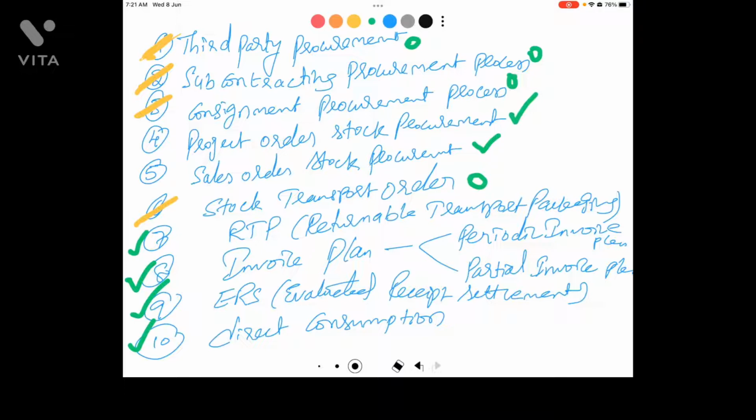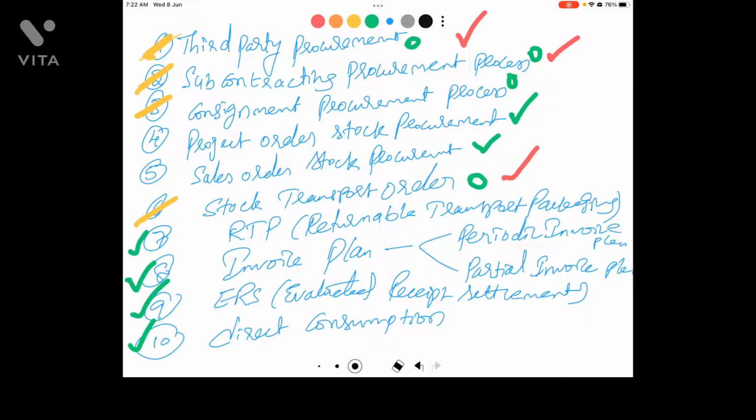Right? Yes. So I hope how many of these special stock procurement processes do you know? At least one, two, three, four, five. I thought maybe you are all aware of the stock transport order, stock transfer and transport, third party procurement, subcontracting. You know? Okay. Then consignment. Did you know the consignment process? Okay, let's see them one by one.